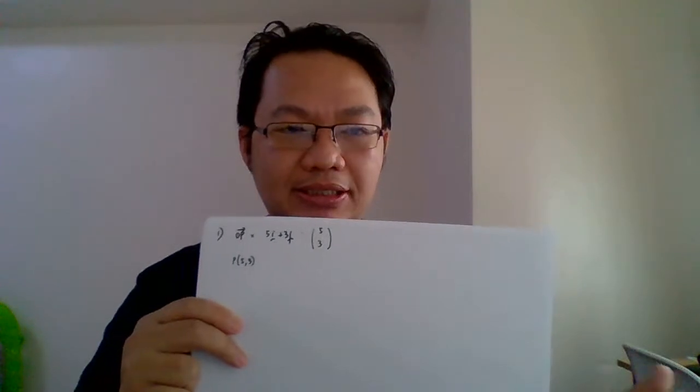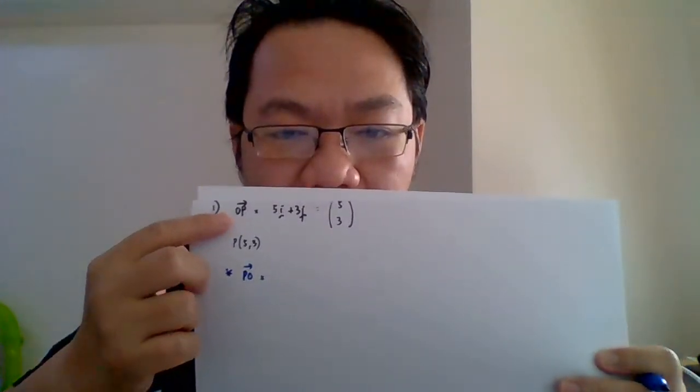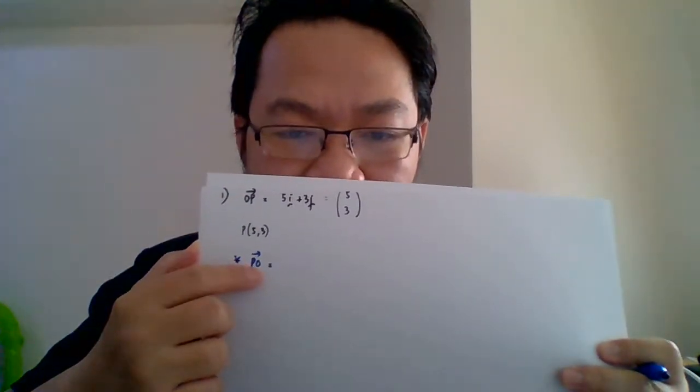How to write the vector? Okay, so for PO, this is an additional question. Since we have a question like this, we add a little. So how to write down the equation of PO? First, we are talking about OP. Now, how to find the PO?